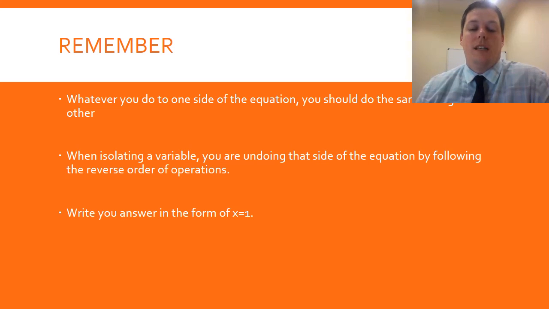You always want to isolate the variable, and when you're doing this, you are undoing that side of the equation, following reverse order of operations, and you should always write your answer in the form of the variable equals the answer. So x equals 1 is an example, n equals 5 is an example. So always use the variable equals the number.